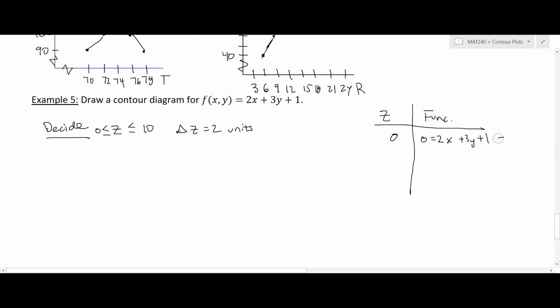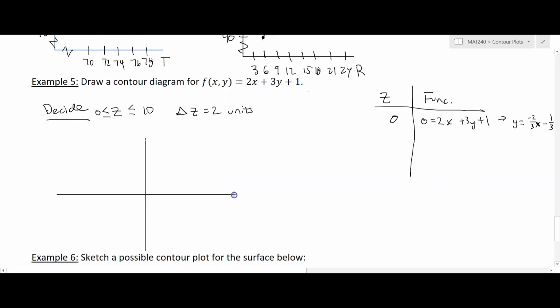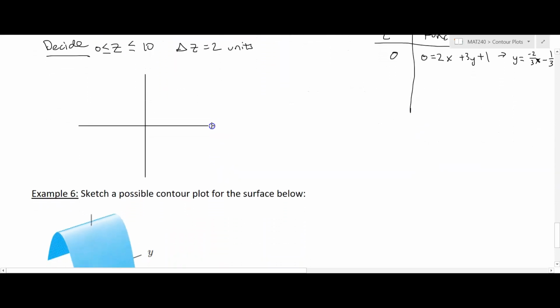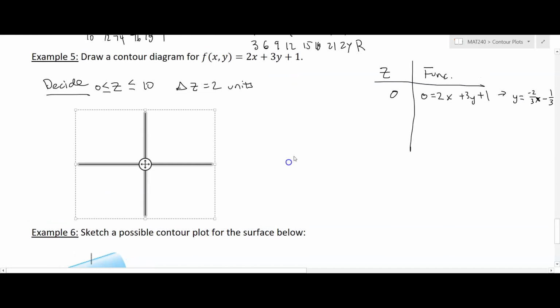In fact, if you solved this for y, subtracting 2x and subtracting 1, you would get y equals negative 2/3 x minus 1/3. Okay, now what's that going to look like? That's going to look like a line with a slope of negative 2/3 and a vertical intercept of negative 1/3. So here we'll just say this is negative 1. So negative 1/3 will be its vertical intercept.